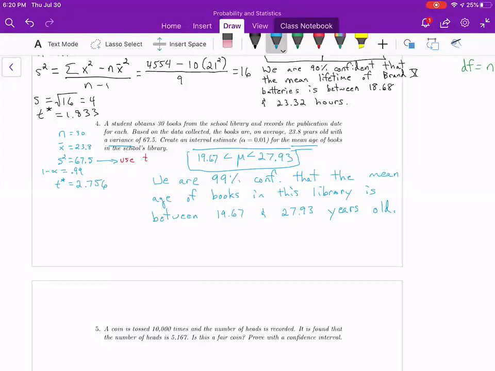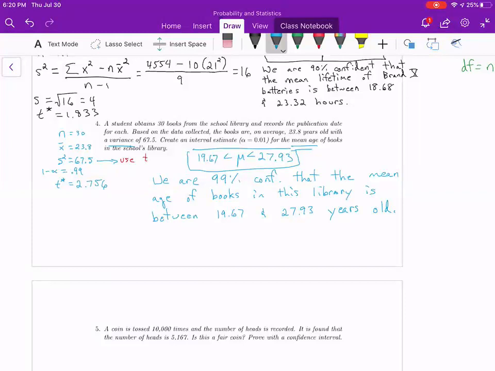But once you get this interval, interpreting it: we are 99% confident that the mean age of books in this library, your population, aren't all books in the world or the US, it's this particular library, so the mean age is between 19.67 and 27.93 years old. And that is number 4.